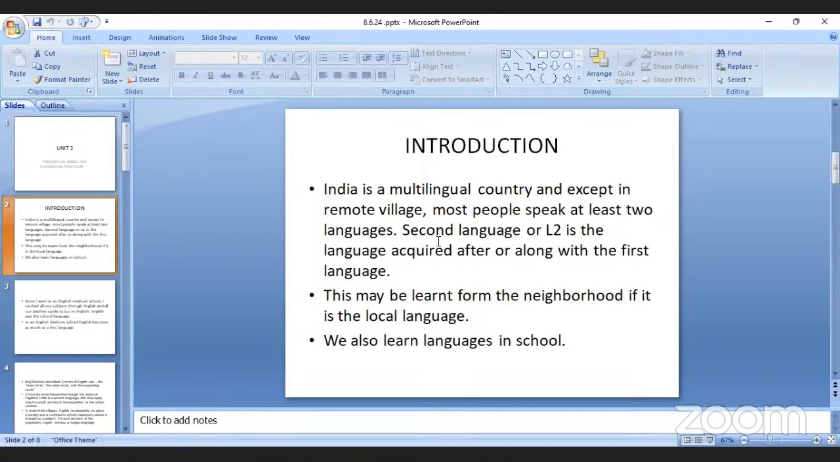Our country is a multilingual country, and we have remote villages where people have no exposure to the language but have an inclination to learn it. So how can those people learn the language? We will go through that.